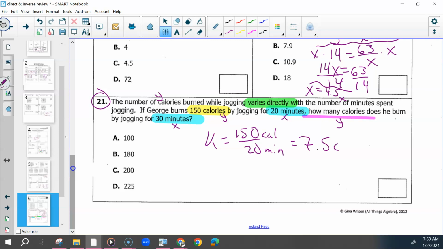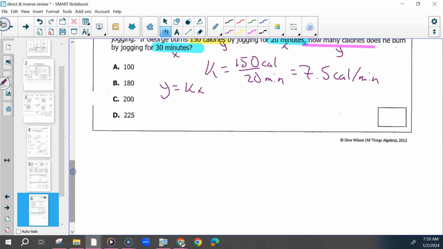Seven point five calories per minute would be our k value. And then we could use our equation, y equals kx, to find y when we are given x. So this would be set up, y equals our k value, 7.5 times 30.